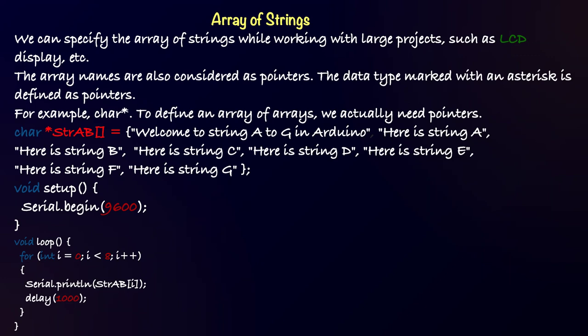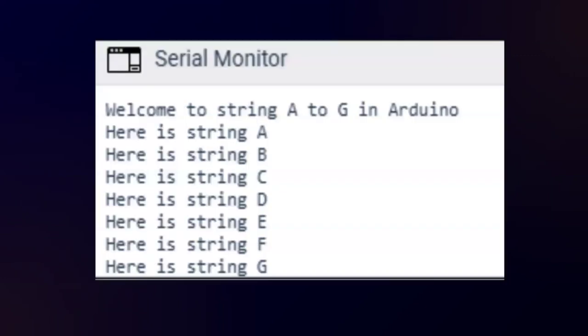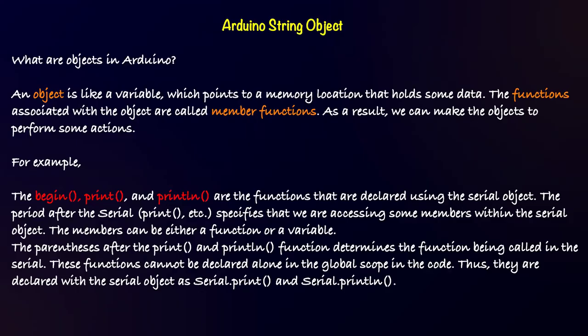Fine. This is what we get as an output: welcome to string A to G in Arduino. Here is string A, here is string B. We get printed up to string G. So this is basically how it works. I hope you have understood.